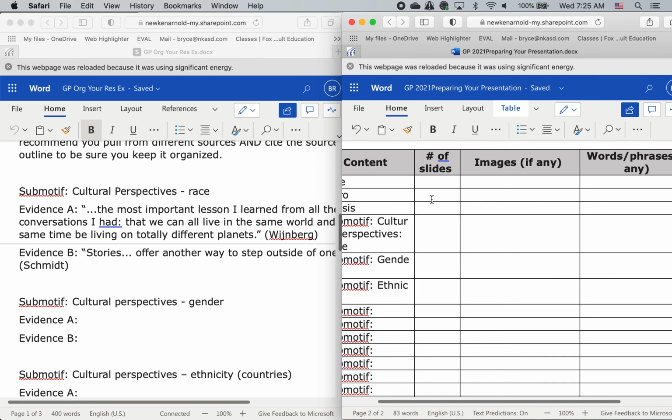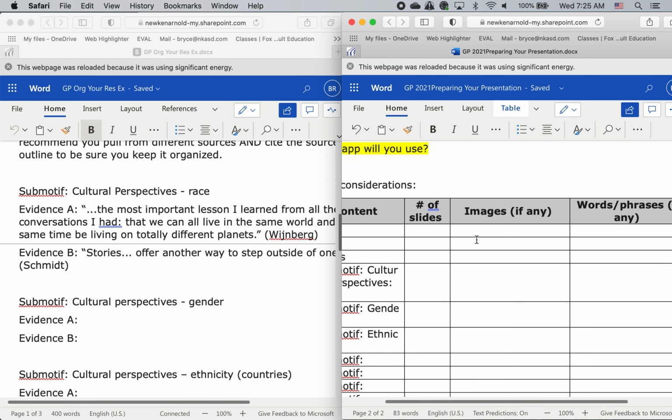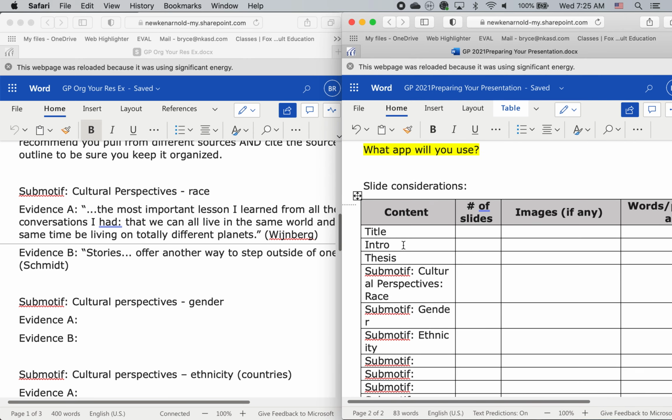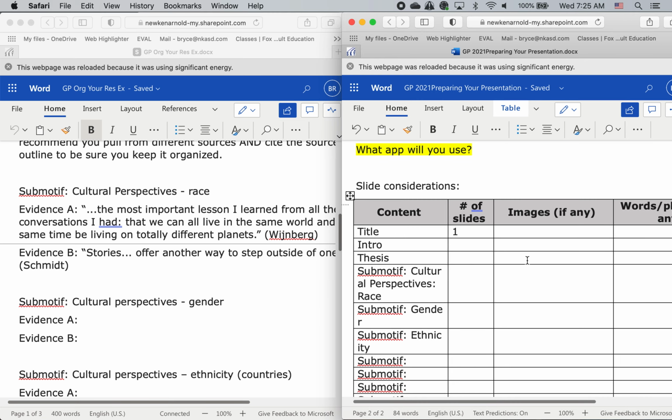Okay, so then you'll look in this chart. It says number of slides. That's how many slides you're going to use for each of those submotifs. For the title, intro, and thesis, more than likely you're only going to use one. That doesn't mean you can't use more. The title slide, I'm probably going to use one. What images? You do not need to find the images at this point. This is just your consideration. What image would go with my title?